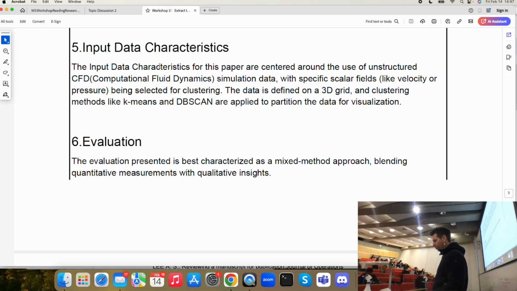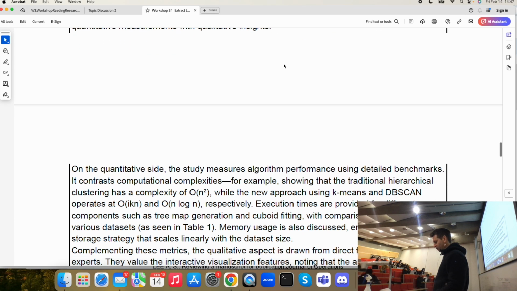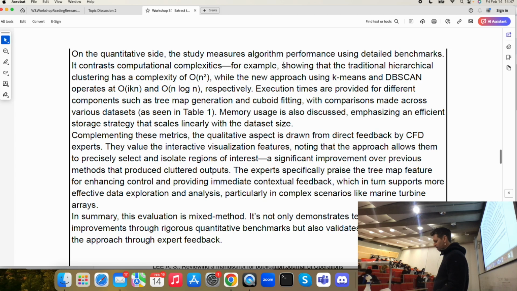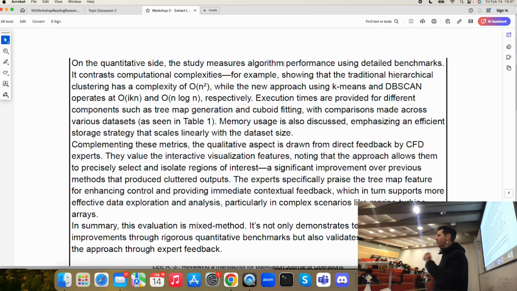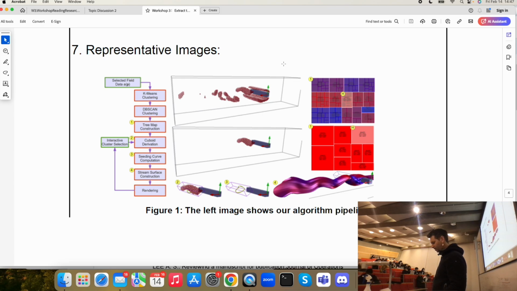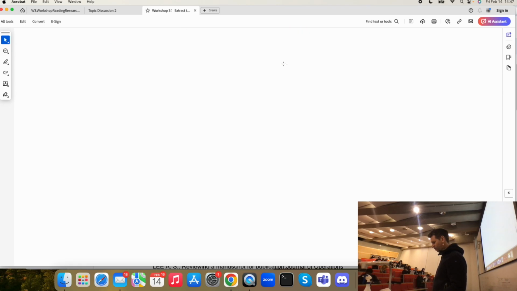That's correct. The input data for this one is CFD simulation data. That is correct. So the evaluation is really about use case scenarios. The evaluation is just demonstrating how the method can be used in different use case scenarios. That's the evaluation for this one. Yes, that's a good representative image. You don't need all those images.